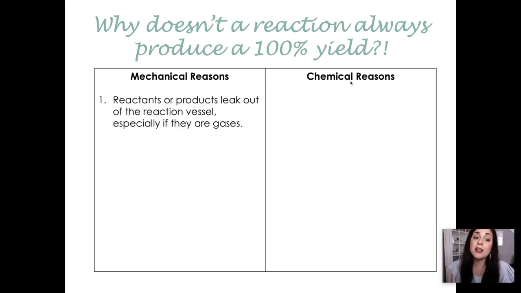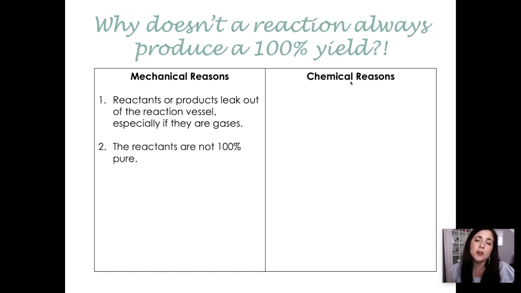Your reactants or products may leak out of the reaction vessel, especially if they're gases. If you produce a gas that is a product, it's very hard to contain gases in order to measure how much you produce. So sometimes they might leak out. That could lead to a lower than 100% yield. You didn't do anything wrong. It's just gases, they have all of that translational, vibrational, rotational energy. It's very easy for them to leak out of whatever reaction vessel you're doing them in.